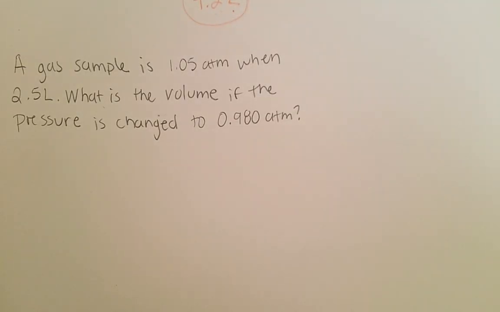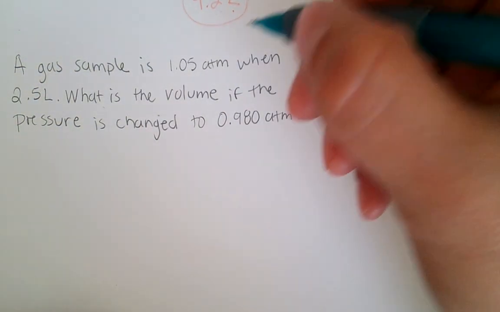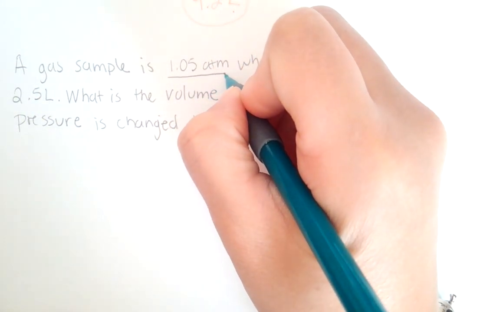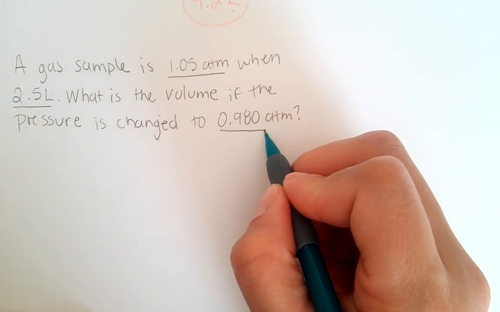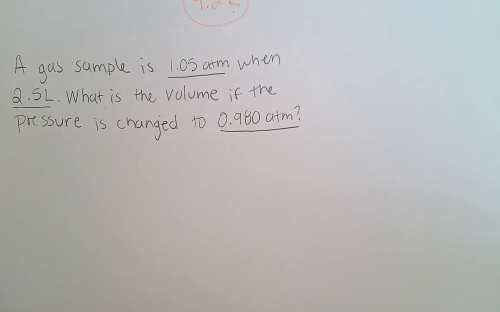So let's take a look at this one. This is an example of Boyle's law. It says a gas sample is 1.05 ATM when it is 2.5 liters. What is the volume if the pressure is changed to 0.980 ATM? Again, remember, the best thing to do is just underline your numbers with your units so you know what you're working with. So we have 1.05 ATM, we have 2.5 liters, and we have 0.980 ATM.